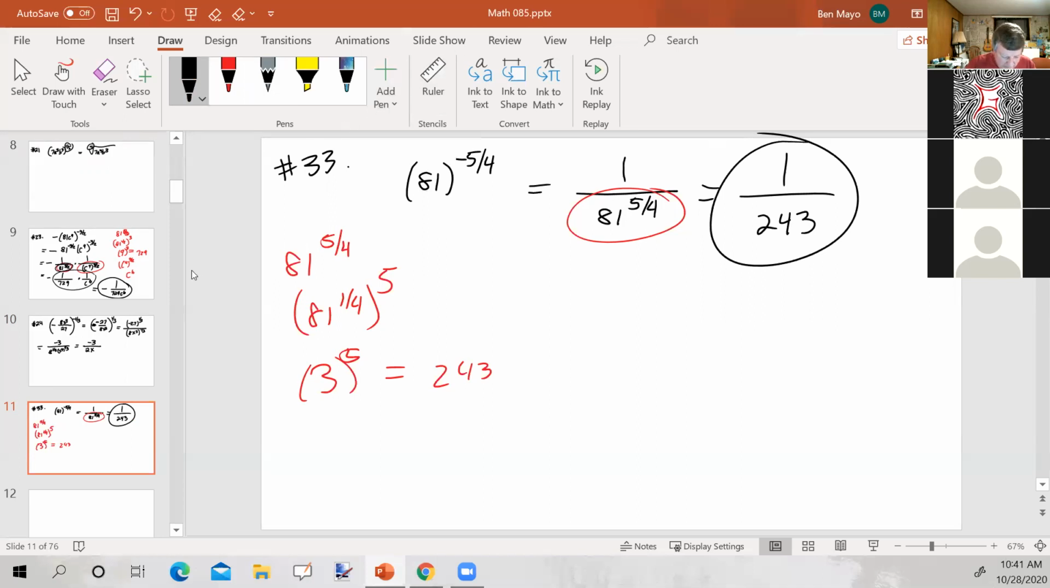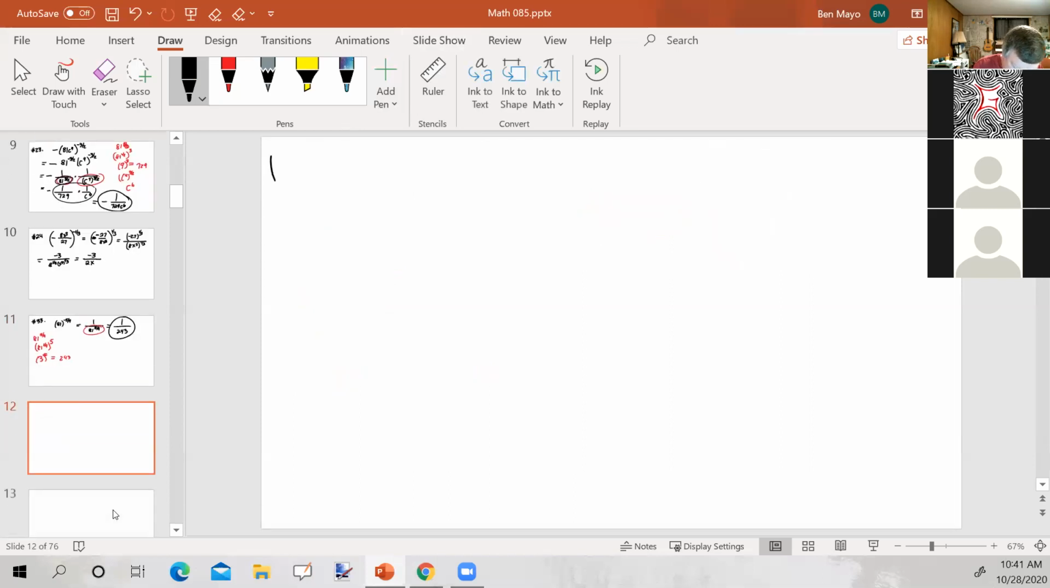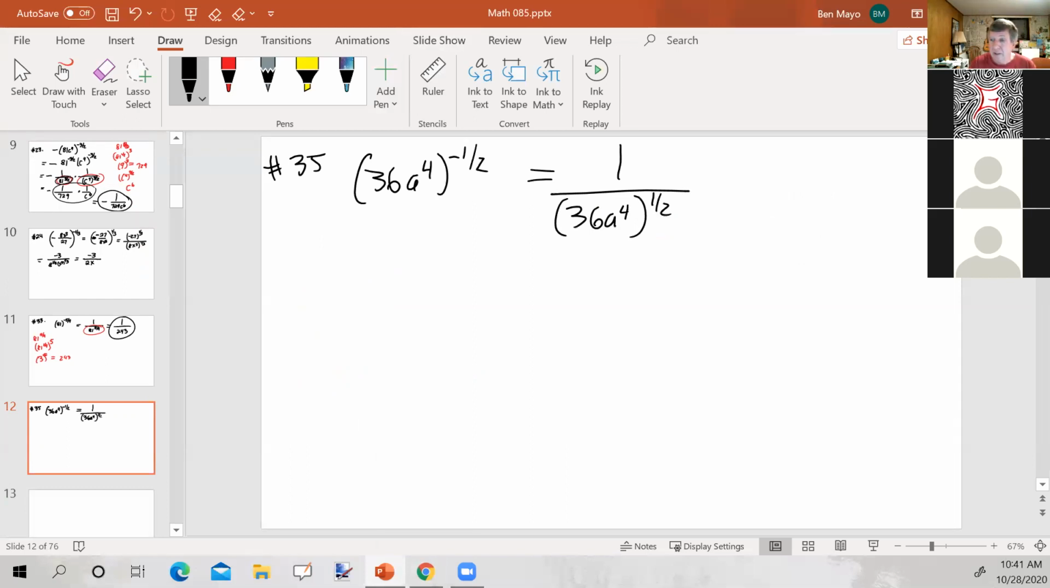Okay. We're going to go on to problem number 35. It says simplify the expression. The variable represents a positive real number. So we've got 36 a to the 4th to the negative 1/2 power. So we could get rid of the negative exponent by making this 1 over 36 a to the 4th, that whole thing to the 1/2 power, which becomes 1 over 36 to the 1/2 power a to the 4th to the 1/2 power. Again, a product raised to a power, we can attach the power to each factor inside.